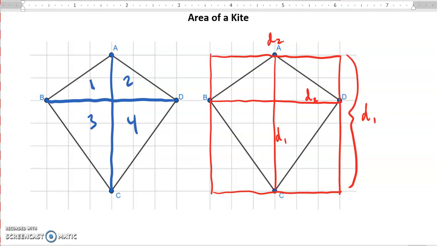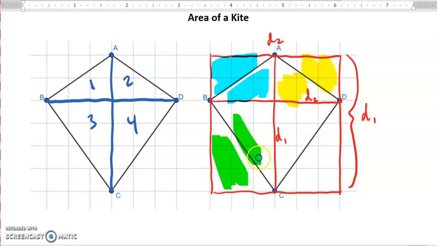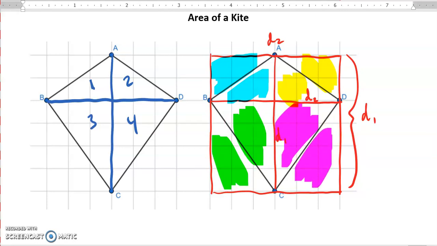So I can find the area of the rectangle here: diagonal 1 times diagonal 2. But what area do I really want to find? I just want to find the area of the kite. What you can see now with symmetry is that there are congruent triangles here. These two triangles are congruent. These two triangles are congruent. These two triangles are congruent. And also those two triangles. So really, you're only finding half of the area.